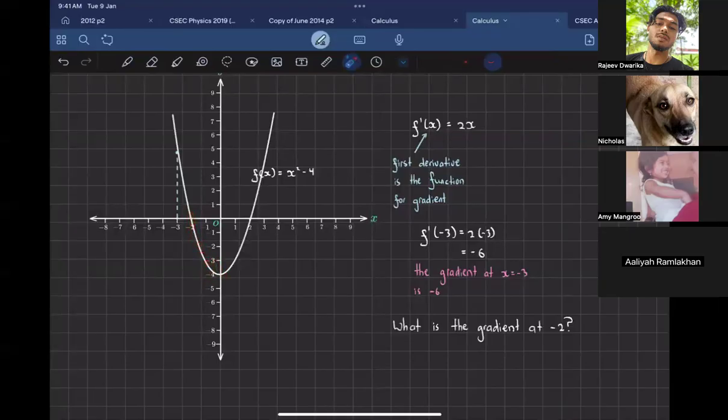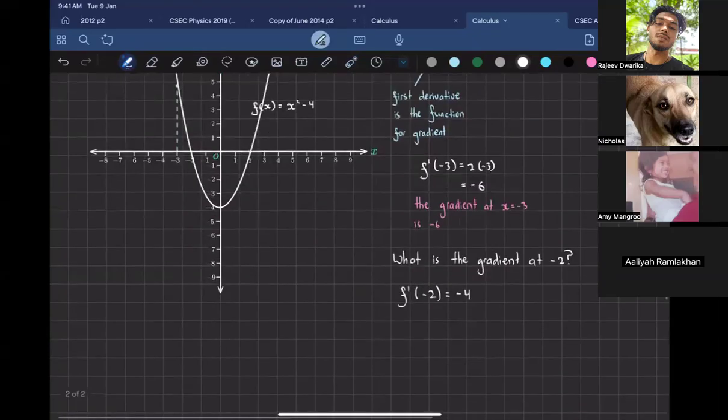Let's see if that's true. So find the gradient at -2 for me. It would be -4. -4, that's correct. And you got less negative, right? So I would say f prime of -2 is equal to -4.